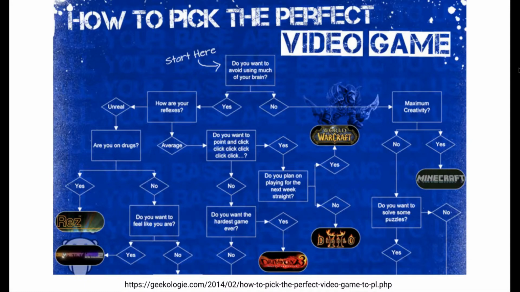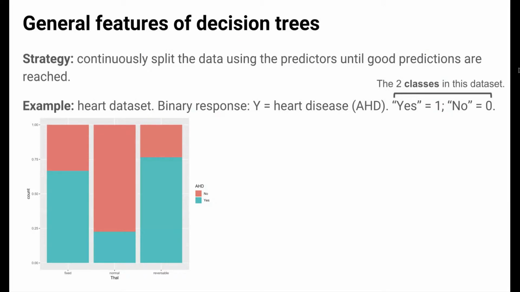In the use of this decision tree, we can think of the cases in the dataset as people, the questions in the rectangles as predictors, and the final nodes as gaming personalities or class labels of some sort. In general, the strategy that decision trees use for making predictions is to continuously split the data based on the predictor values until good predictions are reached.